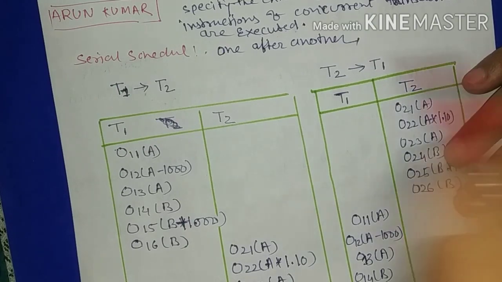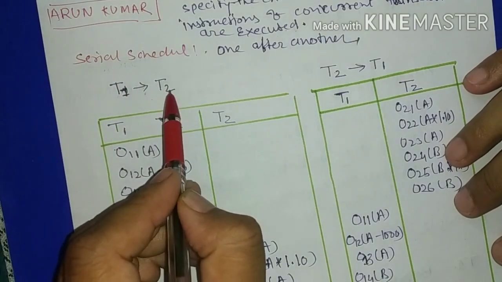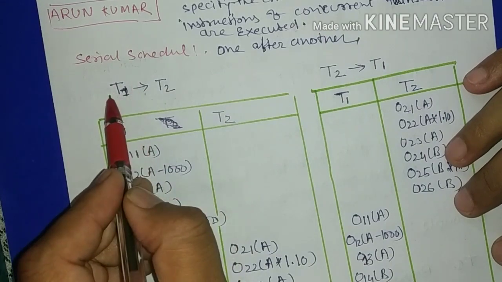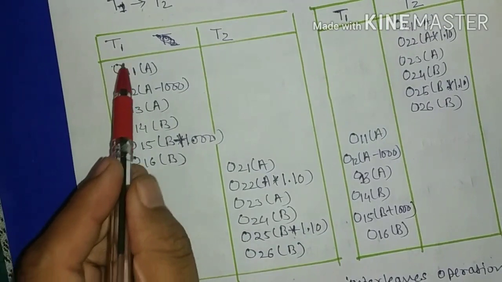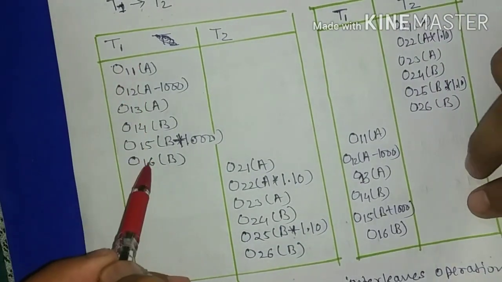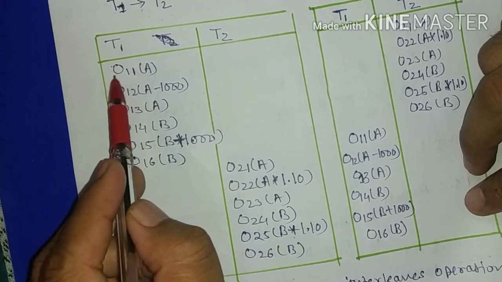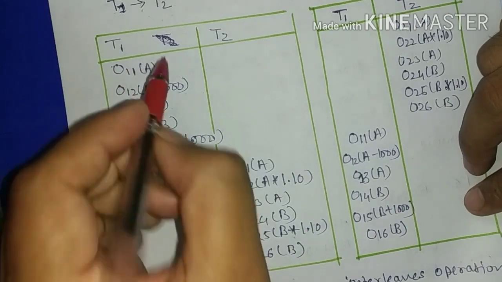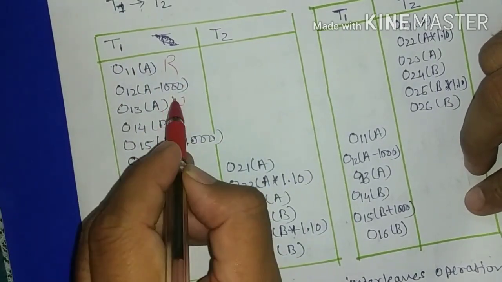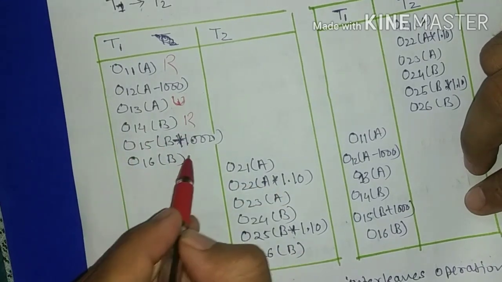Suppose there are two transactions, T1 and T2. You first complete transaction T1, then start transaction T2. Here in transaction T1 there are several operations. You first complete all the operations of transaction T1. You read A, manipulate A, then write A, which is read and write, and then read B, manipulate and write B.